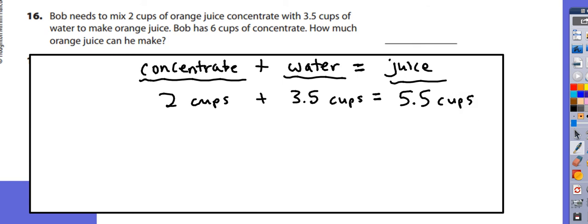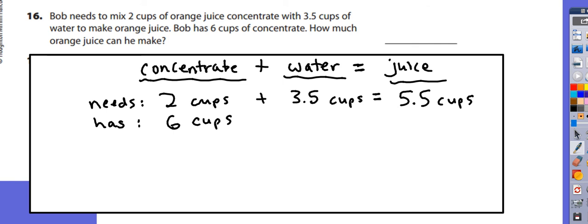Now continue reading. It says Bob has 6 cups of concentrate. So this first line right here, it said Bob needs, and the second line it says Bob has. So Bob needs 2 cups of concentrate, but he has 6 cups of concentrate. And just like with all the rest of these ratio problems, at this point I think you should be able to notice that to get from 2 cups of concentrate to 6 cups of concentrate, I would triple.